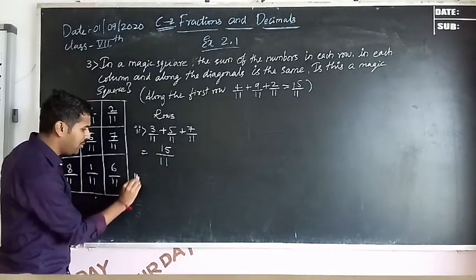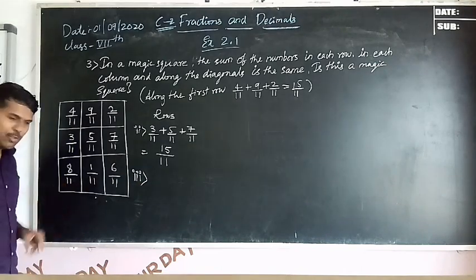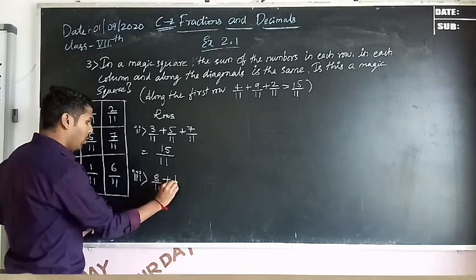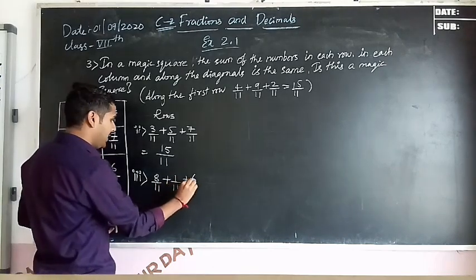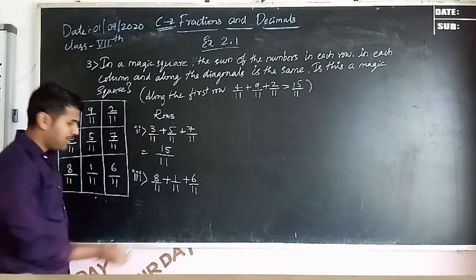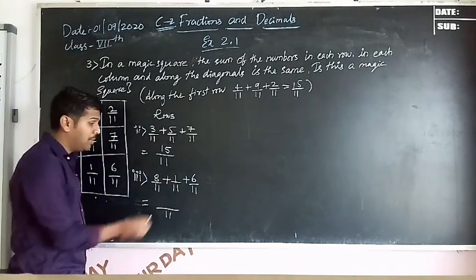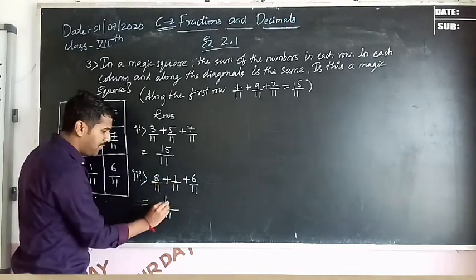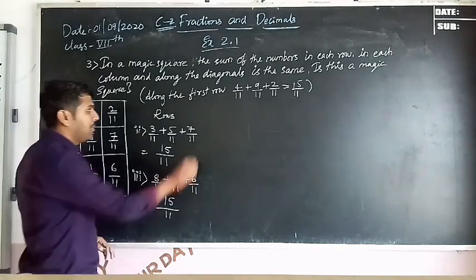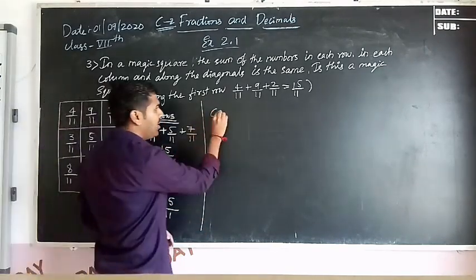So next, the third row. Which is the third row? This is the third row: 8 by 11, 1 by 11 plus 6 by 11. Here also the denominators are same, so you can add only the numerators. 8 plus 1, 9. 9 plus 6, 15. So all three rows have the same sum. So this is for rows. Next, for columns.